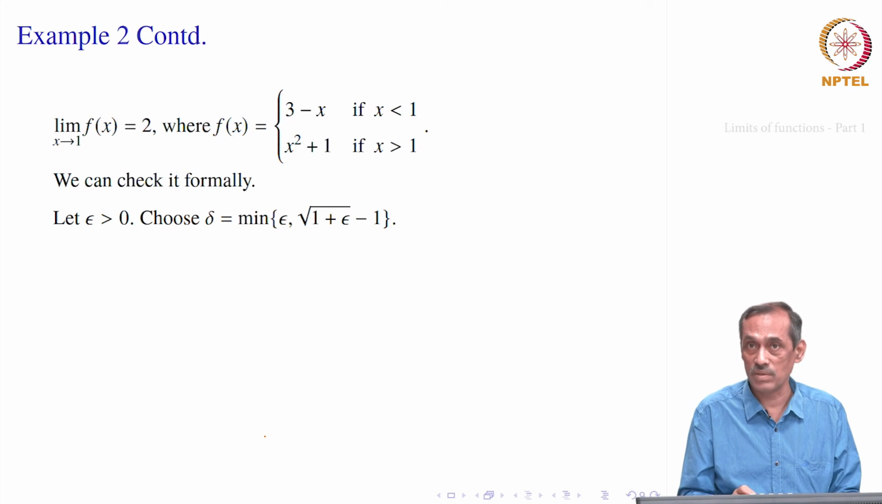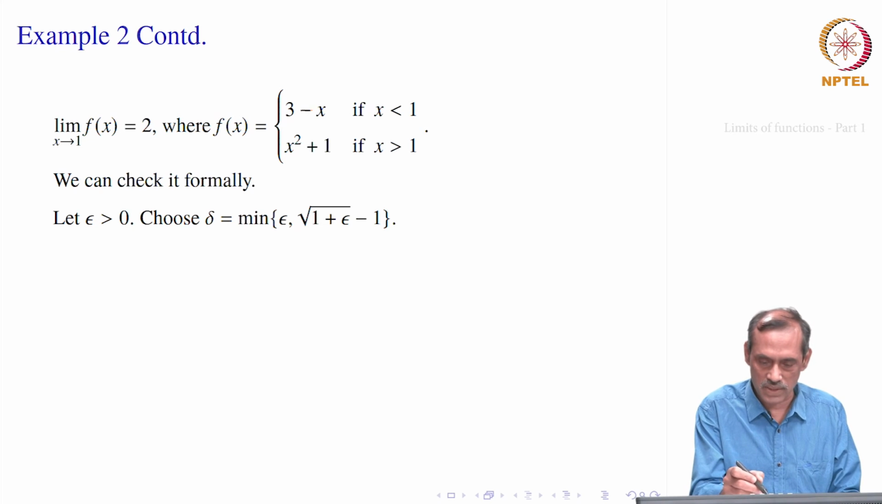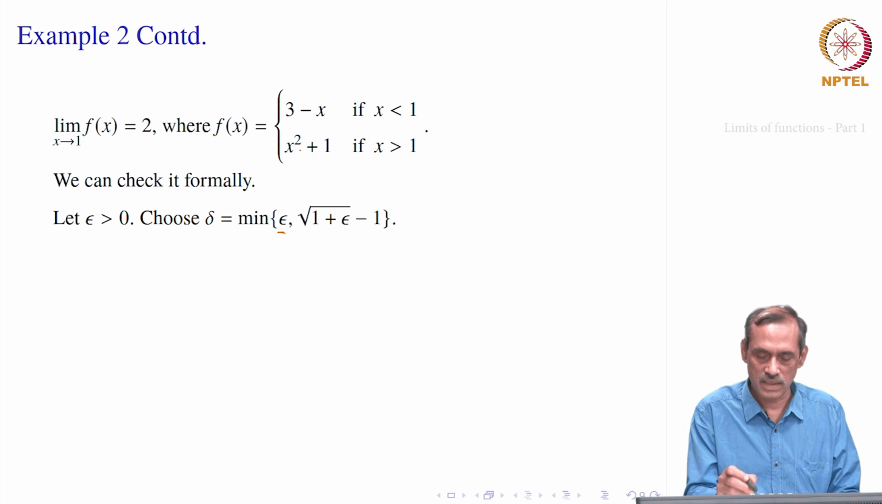So, it is very unintuitive. How did I choose this? You will see how this helps. So, only verification we can see. But anyway, roughly on the left side it is 3 minus x, shifting from x, so delta should be equal to epsilon. That comes from the left side, and on the right side it is x square plus 1.